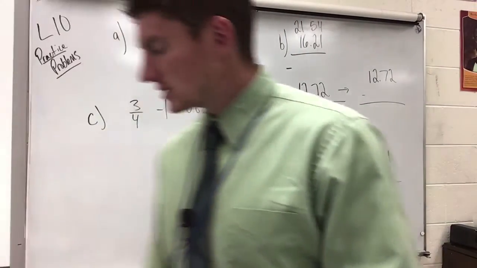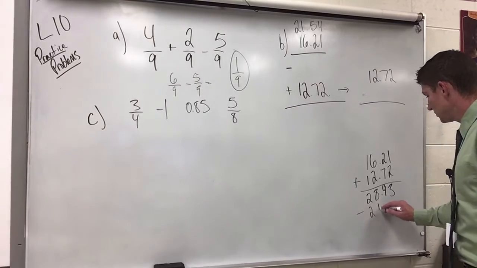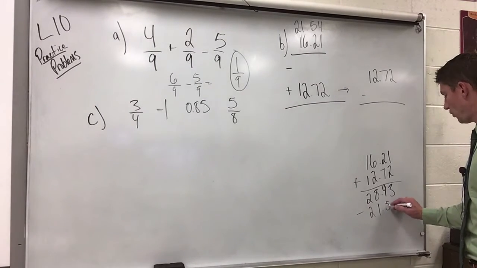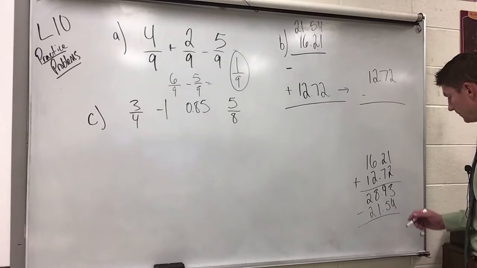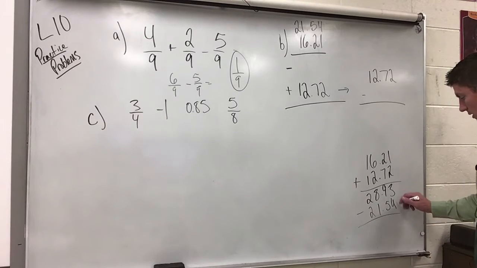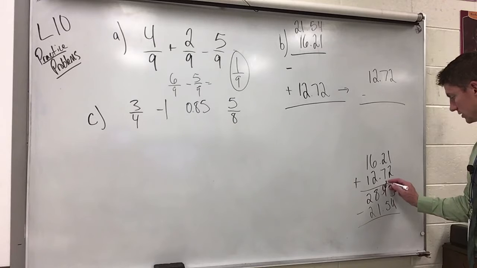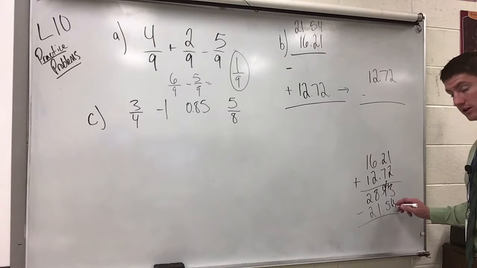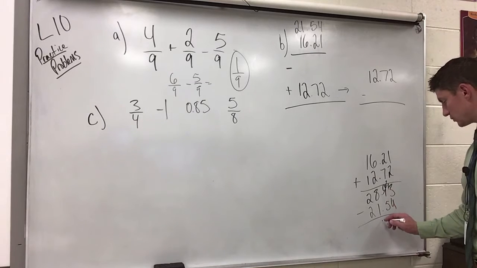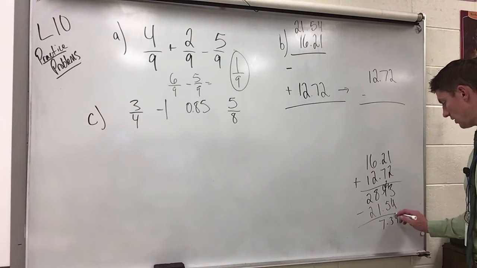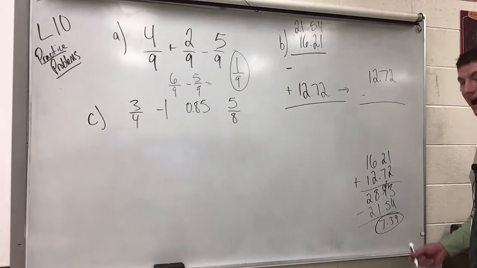I would subtract 21.54 because that's the negative value or the subtraction portion of our problem. And then I do my subtraction this way. 3 and 4 can't do, so I'm going to turn this into an 8 and borrow. 13 minus 4 is 9. 8 minus 5 is 3. 8 minus 1 is 7. 2 minus 2 is 0. And I get 7.39 as a positive value.